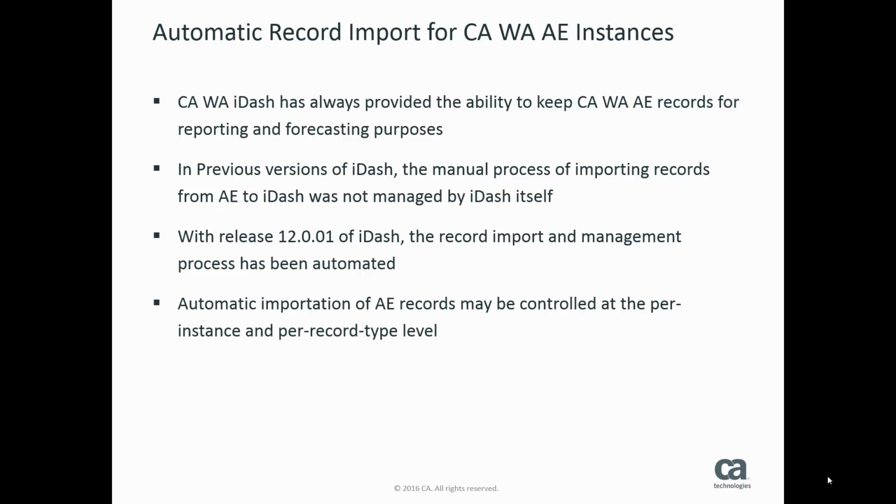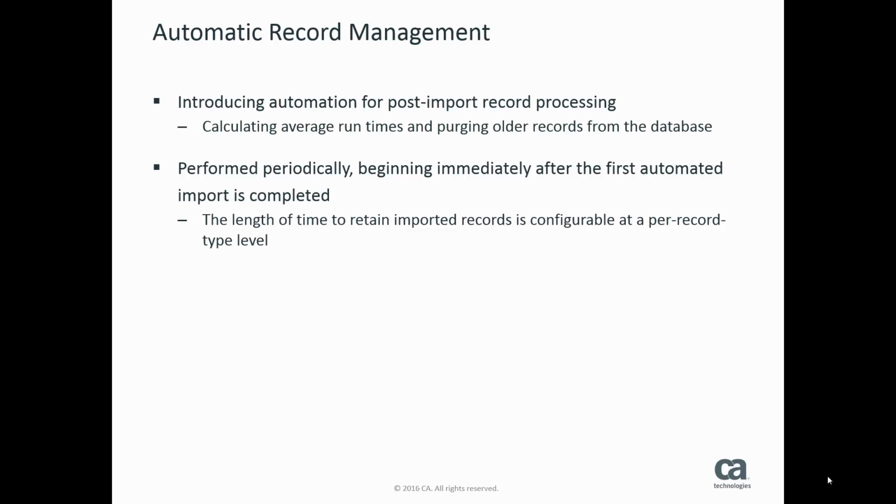Automated importation of AE records may be controlled at the per instance and per record type level. In addition to automating the record import, we are also introducing automation for post-import record processing, calculating average run times, and purging older records from the iDash database. These record processing tasks are performed periodically, beginning immediately after the first automated import is completed. The length of time to retain imported records is configurable at a per-record type level.